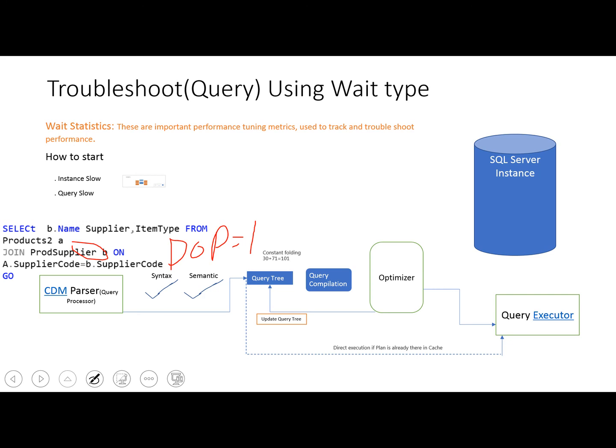So if the problem is with most of the queries, then we can change the configuration at server level. And if it is a problem with only a certain query, then for that query we can force it to use only one processor. So we can solve the CXPACKET problem by using these techniques.